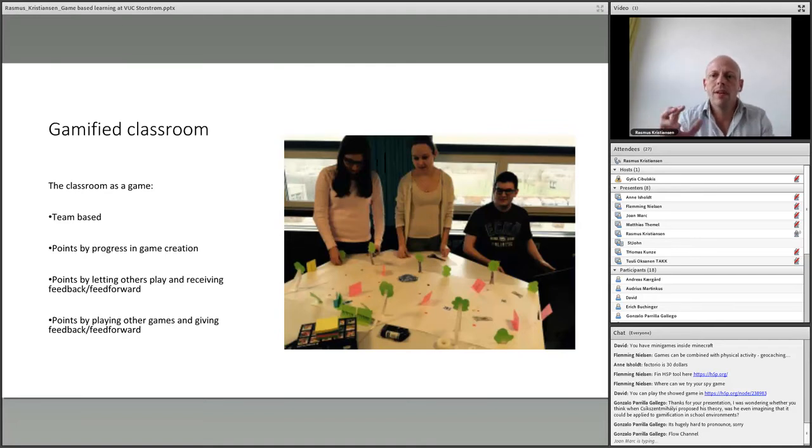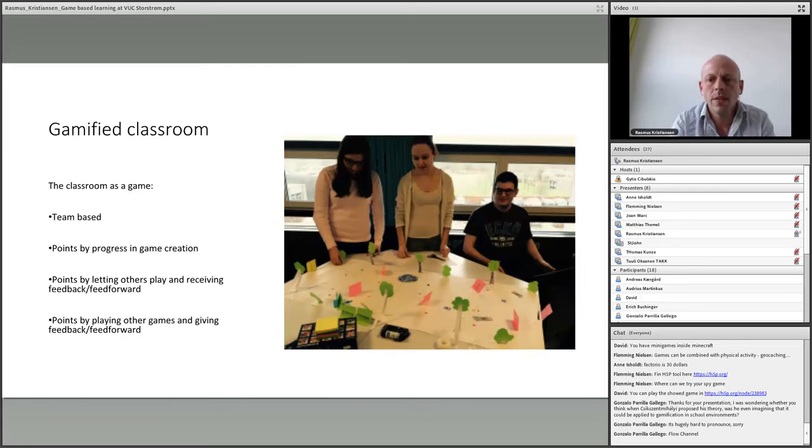So we try to have feedback, feed forward built into the gamified classroom. So you received points by letting others play your game and receiving feedback you could use to create a better game. But you could also receive points for giving others feedback and ideas on how to make their game better. So this gamified classroom is one way to try to use some of the elements of gamified learning, and in relation to Anne's presentation earlier, this is a gamified learning environment.